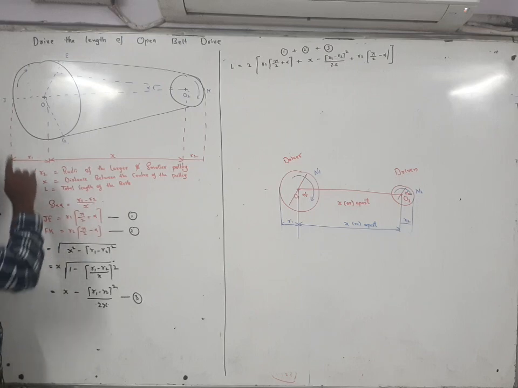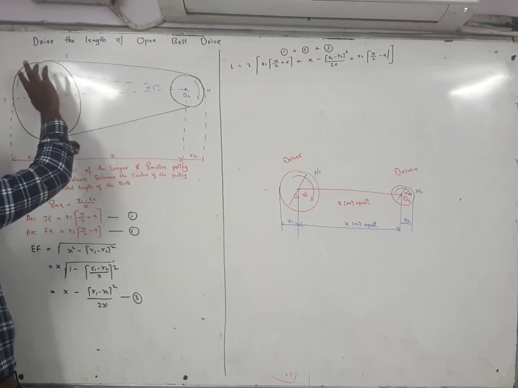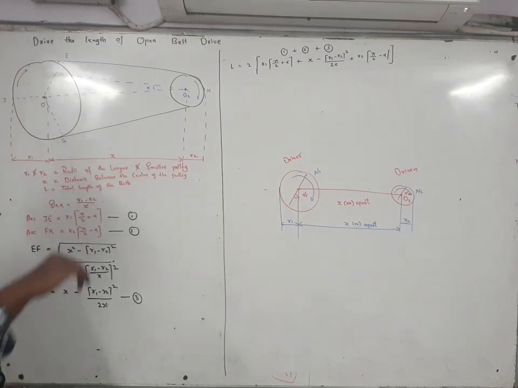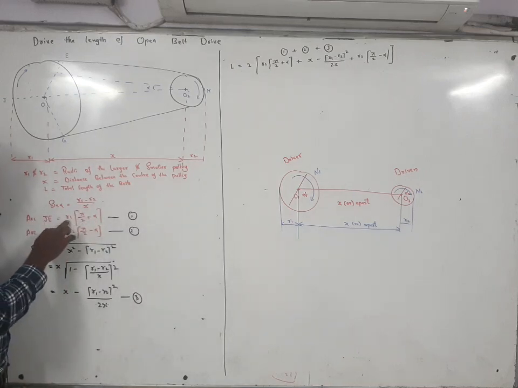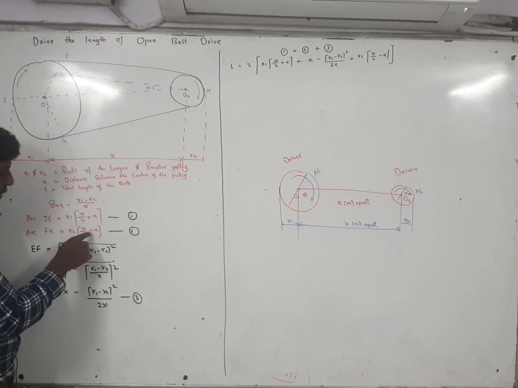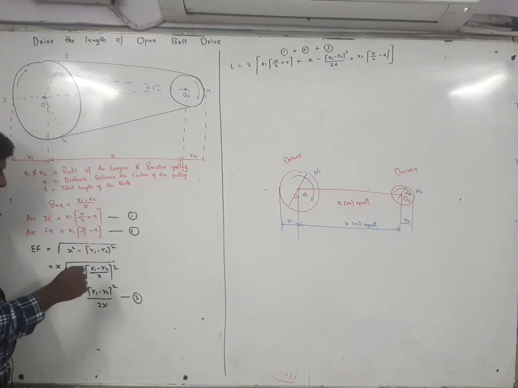If you consider JE, this one is J and this one is E, and the angle between these two, what is the value? R1 into (pi by 2 plus alpha). If you consider F and K, on that side, here R2 is there, so here it will be R2 into (pi by 2 minus alpha). This is R1 (pi by 2 plus alpha) and this is R2 (pi by 2 minus alpha).